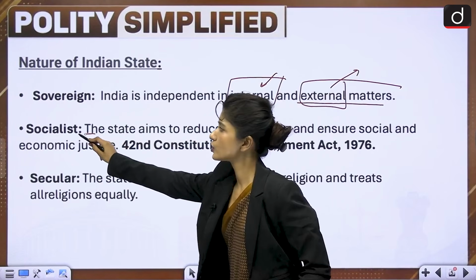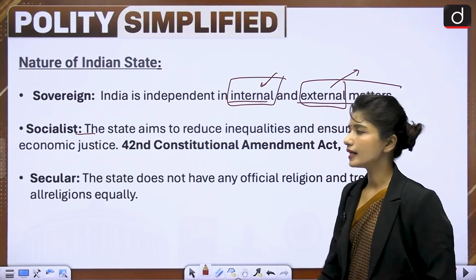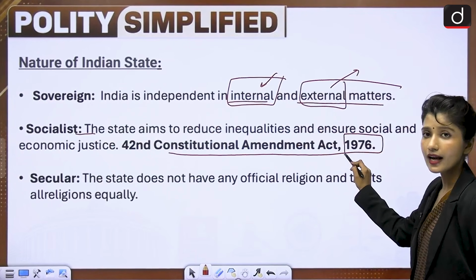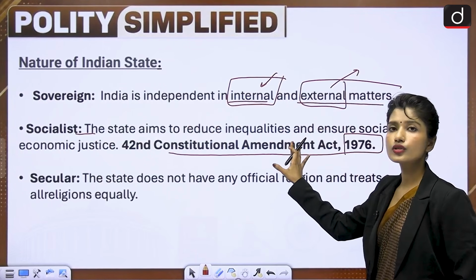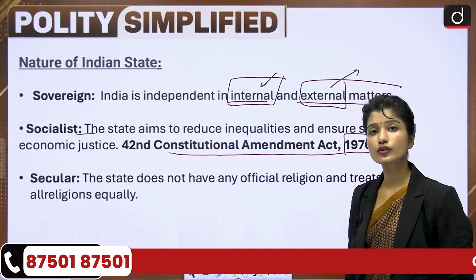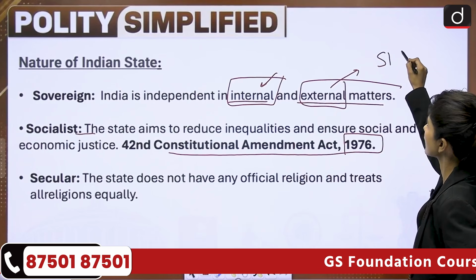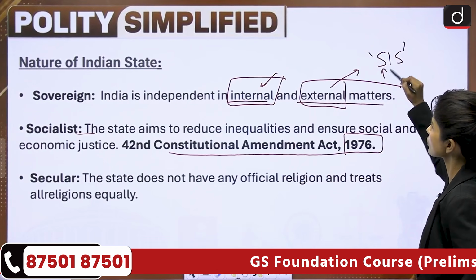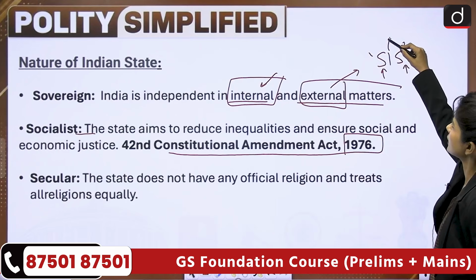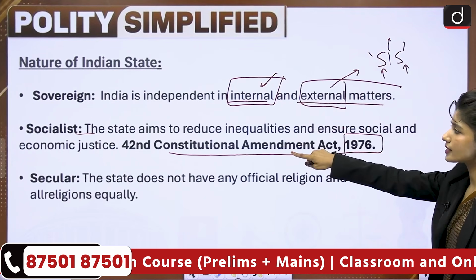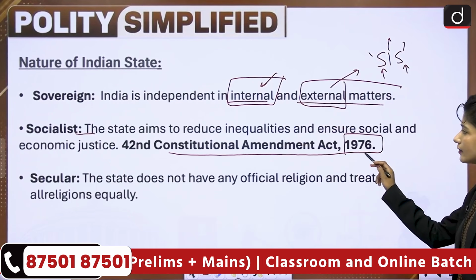Next word is socialist. This word was added in 42nd Constitutional Amendment Act 1976. In fact, in the 42nd Constitutional Amendment Act 1976, there were three words that were added in the preamble. You can remember them with this acronym, SIS: socialist, secular, and integrity. So these three words were added in preamble in the 42nd Constitutional Amendment Act 1976.